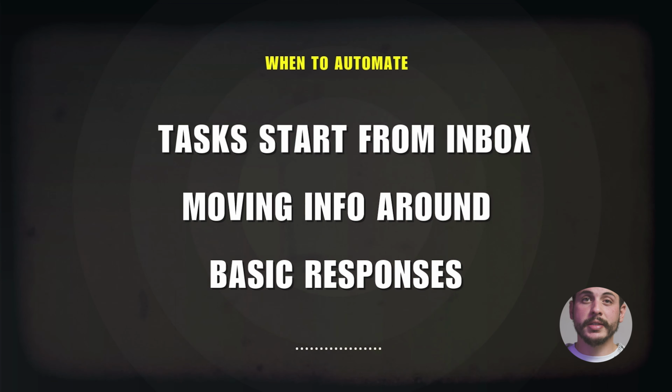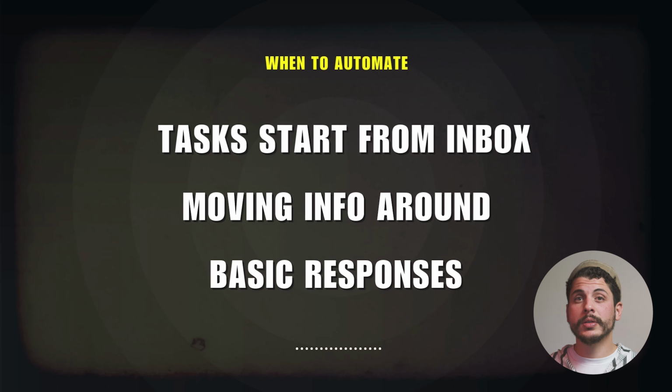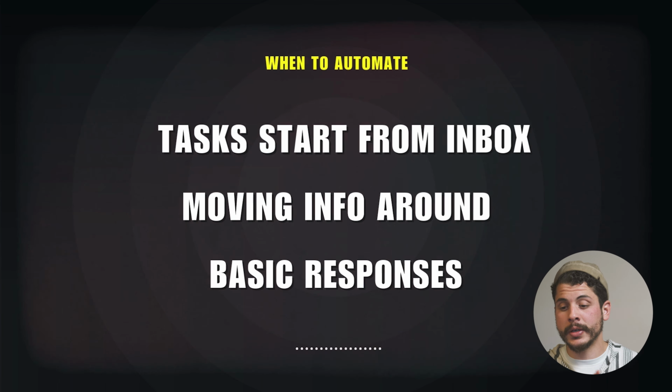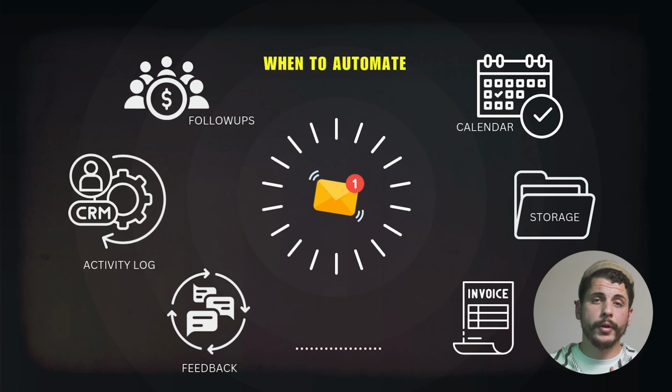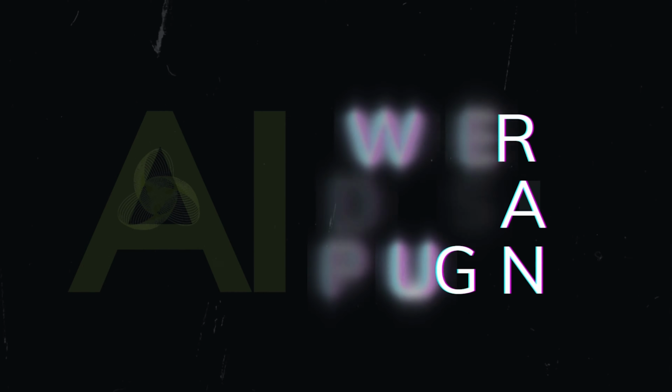So we're thinking about tasks that are originating in the inbox, following up, setting an appointment for someone. When you're moving information around, storing something with a specific naming convention or forwarding it to this person, or basic responses like order confirmations, appointment confirmations, frequently asked questions, status updates. These are the sort of things that can be automated, especially with AI. Which brings me to the point, where does AI plug in?